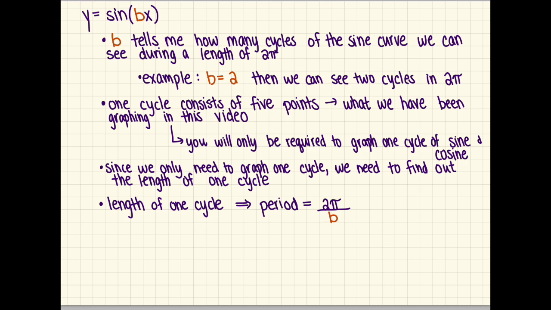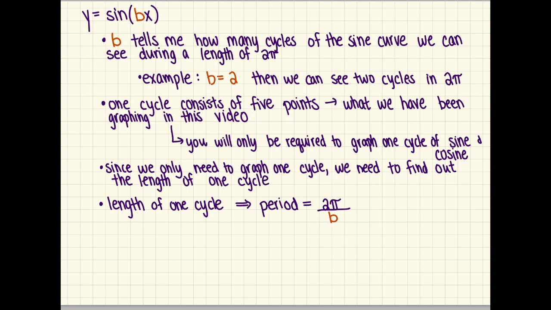But if our b is 2, then we can see 2 full cycles in 2 pi. One cycle consists of the 5 points that we've been graphing. That's what we've been doing in this video. You're only going to ever be required to graph one cycle of sine and cosine. So you're not going to have to graph more than 2 cycles of just sine and cosine.